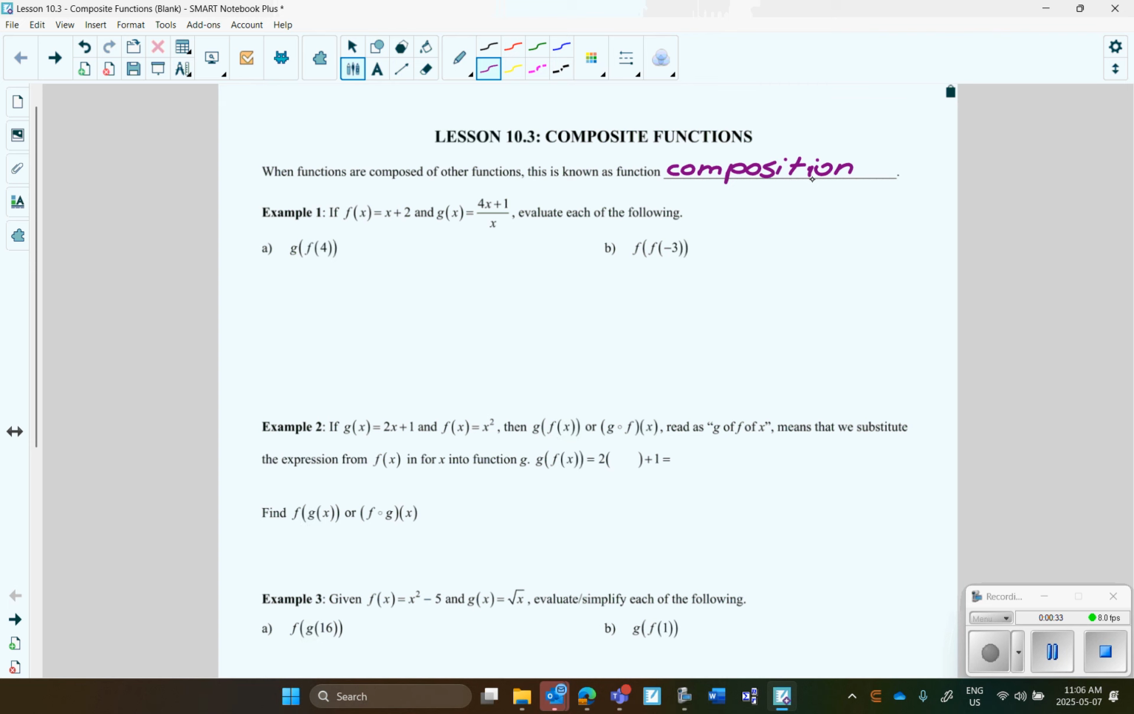Best way to do this is as an example. So you're given two functions, x plus 2 and 4x plus 1. We are asked to find, and this is read as g of f of 4. That's how it's read.